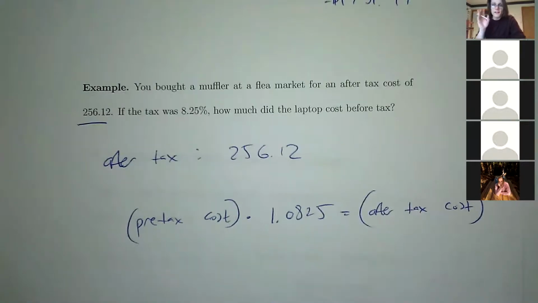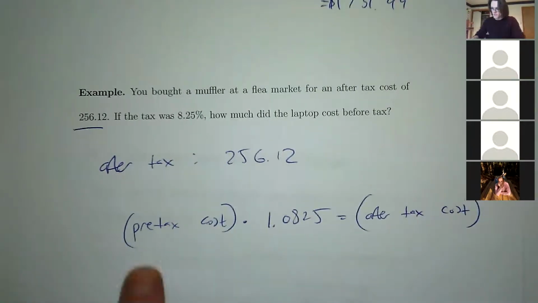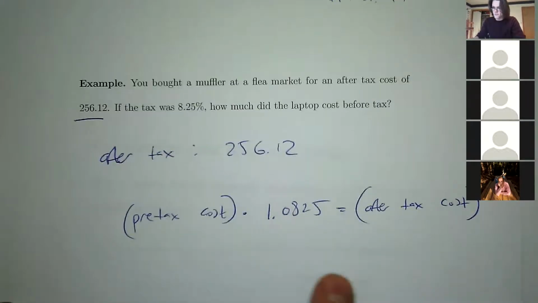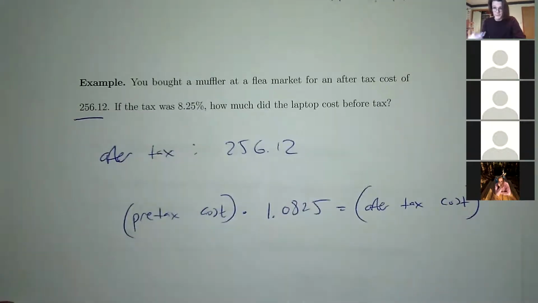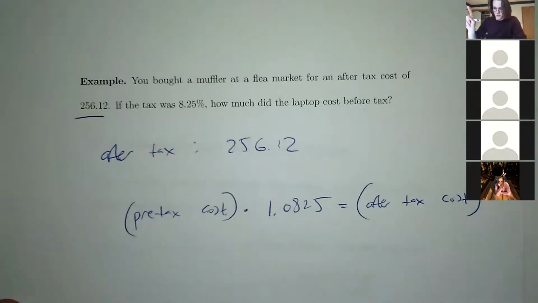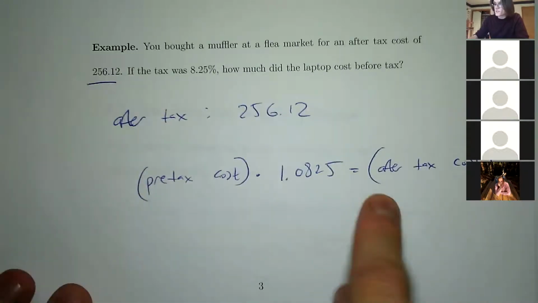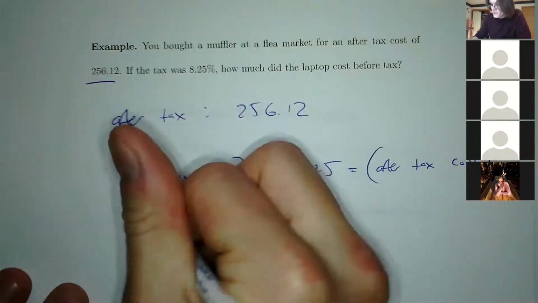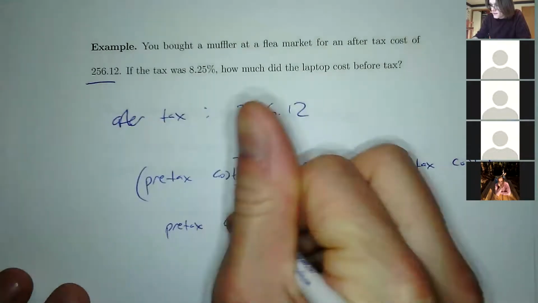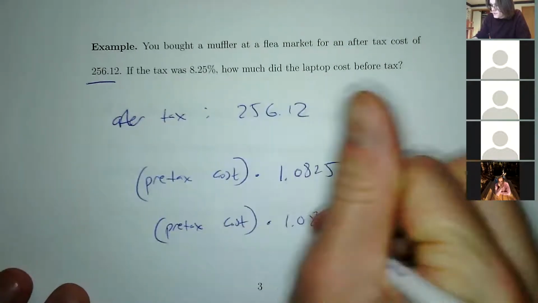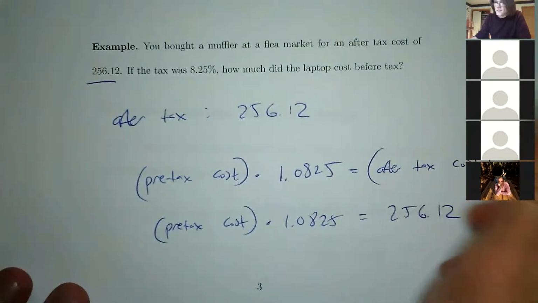Even if I knew nothing about the cost, this is how I would compute the after-tax cost with this tax rate. All right, so in the previous problem, we knew the pre-tax cost and we wanted to compute the after-tax cost. Here, we know the after-tax cost and want to know the pre-tax cost. So all I do is I plug in the after-tax cost here and then solve for it like it's just an algebraic equation, right? So I plug in 256 and 12 cents for the after-tax cost. So I get pre-tax cost times 1.0825 equals 256 and 12 cents.